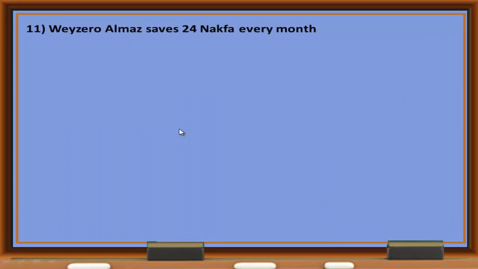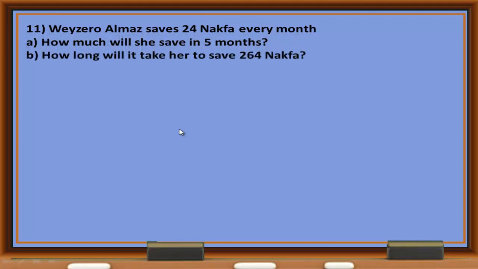Number 11. Wezoro Alma saves 24 nafa every month. A. How much will she save in 5 months? B. How long will it take her to save 264 nafa? Solution.